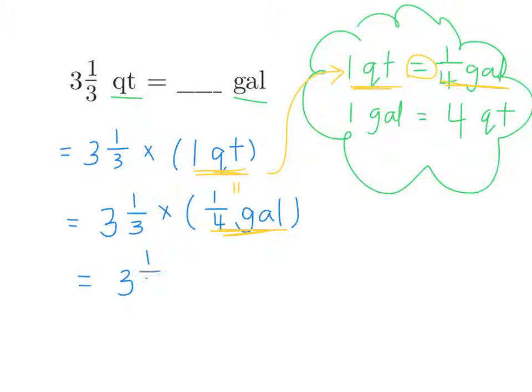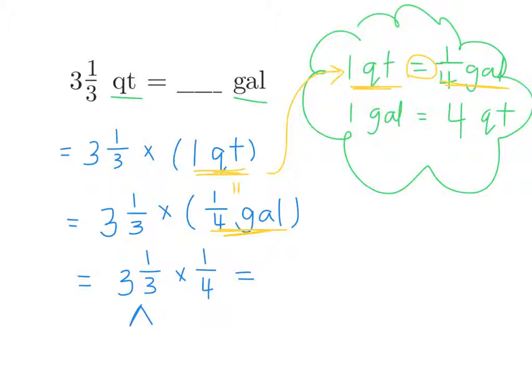Well, we have to multiply, right? So 3 1/3 times 1/4. But you're right, 3 1/3 is a mixed number, so we have to change it into an improper fraction. Let's think about the whole number part and the fraction part. How many thirds does it take to make one whole again?